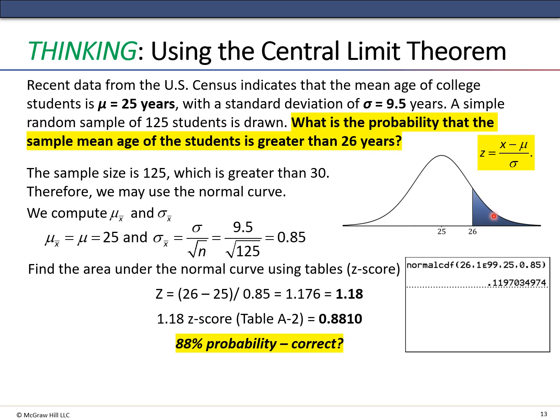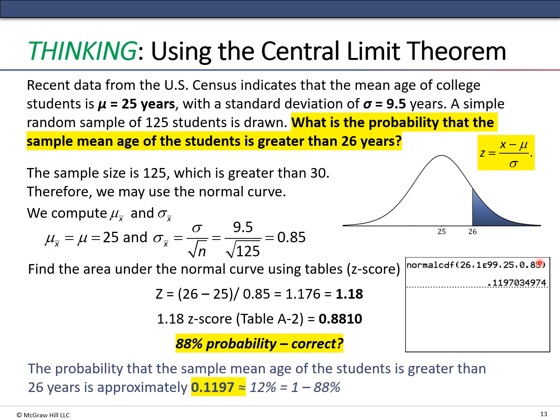So there's an 88% chance that the mean is less than 26 years. And so remember, if we're trying to find a greater than value or an area to the right, we have to take 1 minus the value in the table, right? Because the whole area under the curve is equal to 1. This is a proportion of the area to the left, so 1 minus that will give us the shaded area that you see here to the right. So our actual probability is 0.1197, or approximately 12%. We have a 12% or 0.12 probability that the mean age of the students is going to be greater than 26 years.